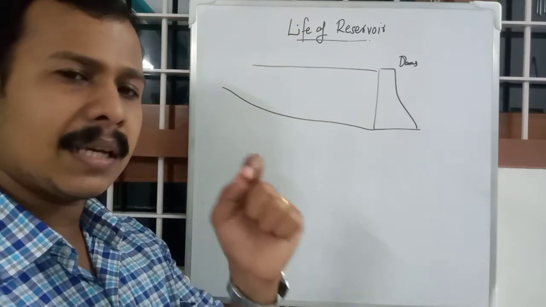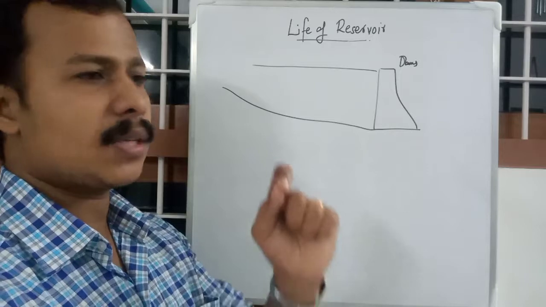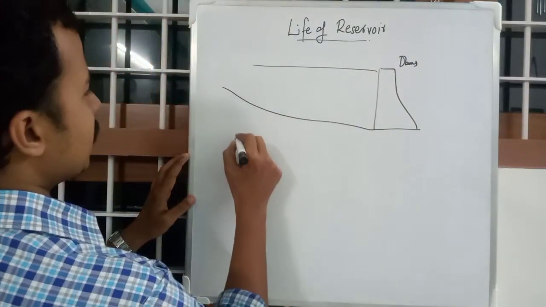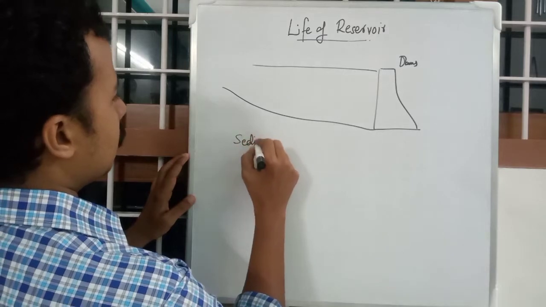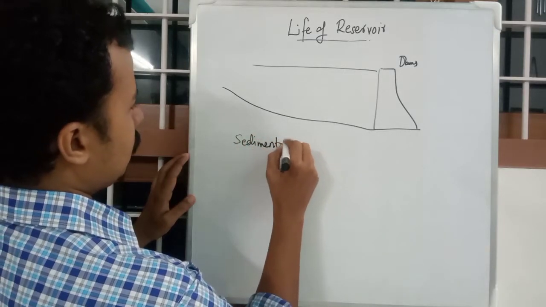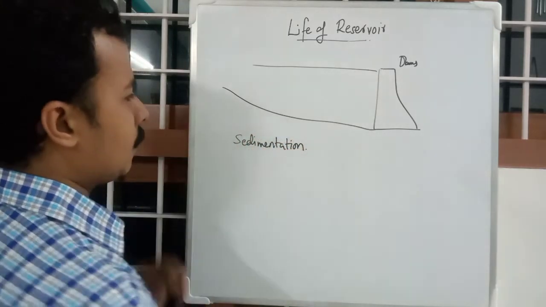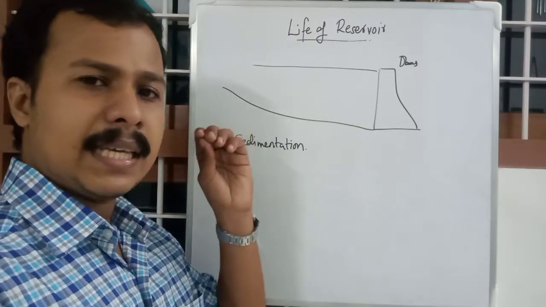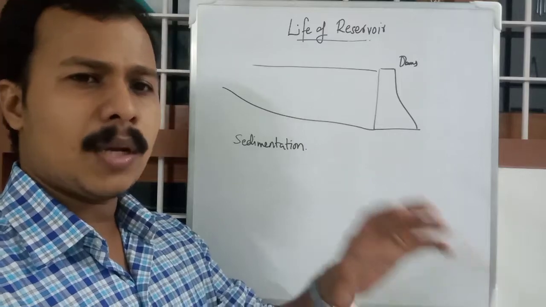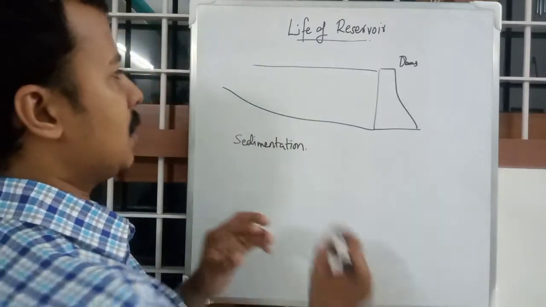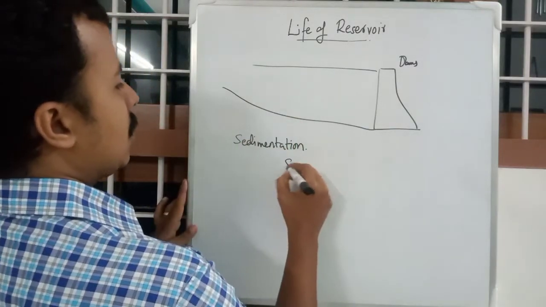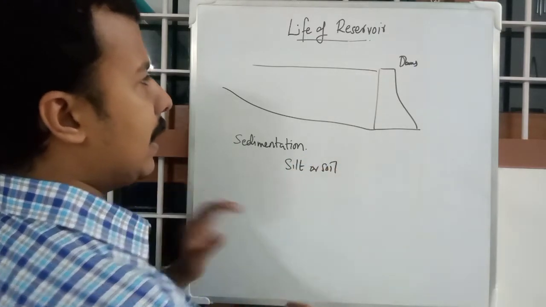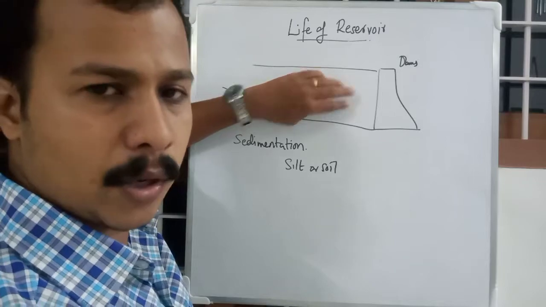What is the main thing that determines the life of a reservoir? That is called sedimentation. We know what sedimentation is. Sedimentation is the gradual accumulation of silt or soil particles in the reservoir.